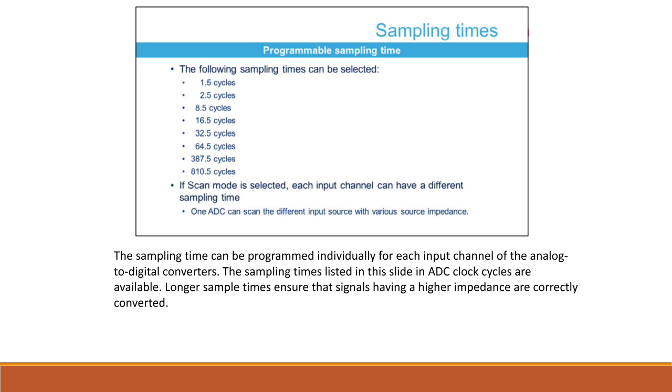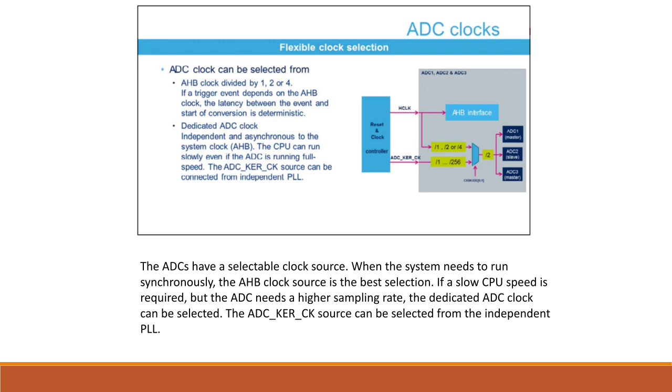Let's talk about the ADC clocks. The ADC clock can be selected from the AHB clock divided by 1, 2, or 4. If a trigger event depends upon the AHB clock, the latency between the event and start of conversion is deterministic. The dedicated ADC clock is independent and asynchronous to the system clock, that is AHB. The CPU can run slowly even if the ADC is running full. The ADC_KER_CK source can be connected from the independent PLL.